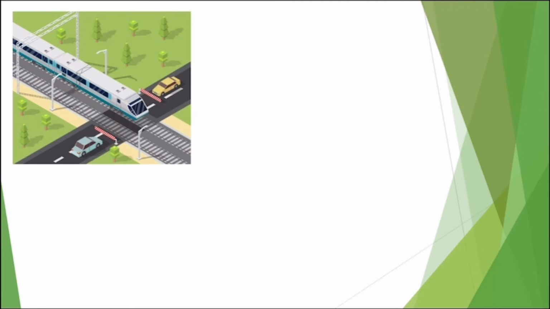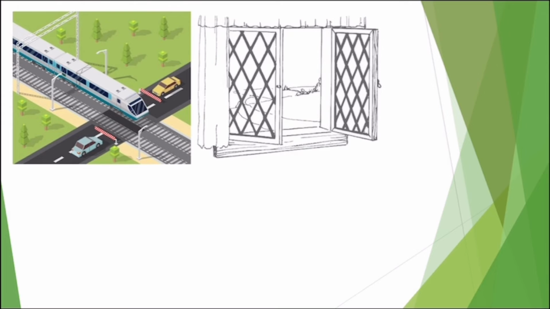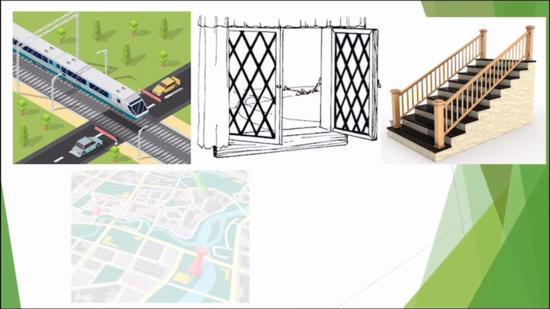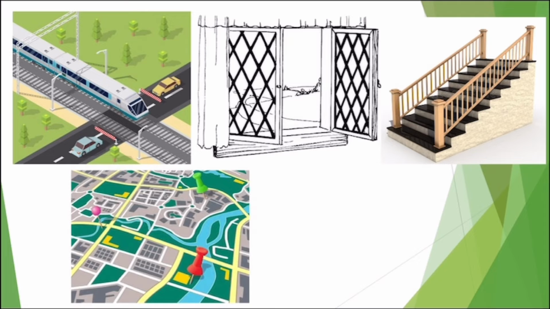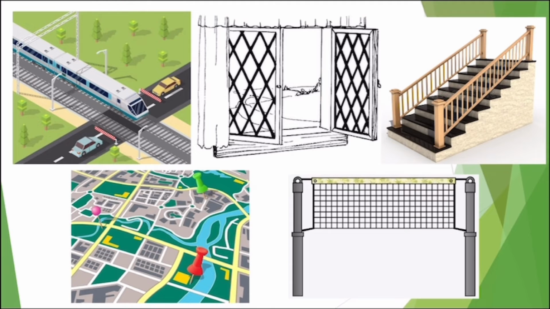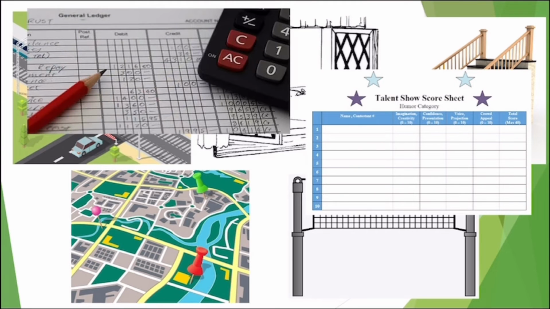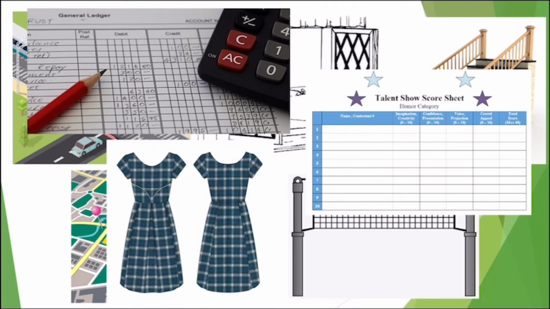Parallel lines cut by a transversal are evident in real-life situations, like roads and railway crossings, window screens, staircases and railings, road maps, badminton, tennis or volleyball nets, score sheets, rule notebooks and ledgers, checkered dresses and stripes, and many more presented in the illustration on the slide.